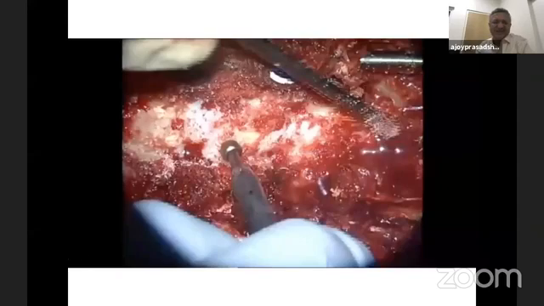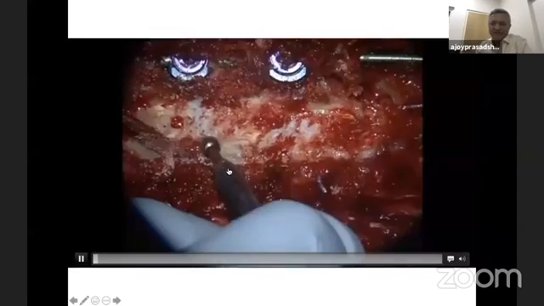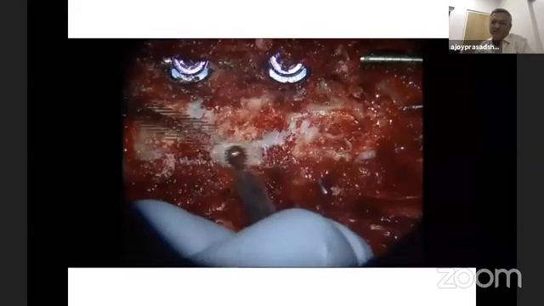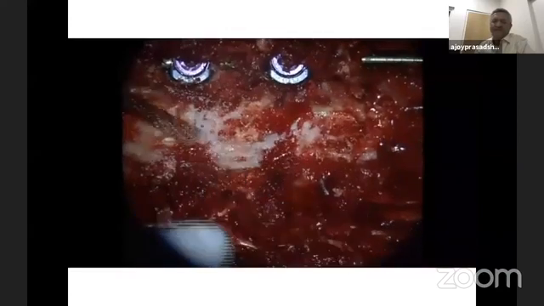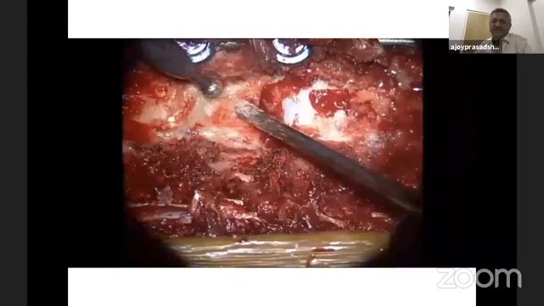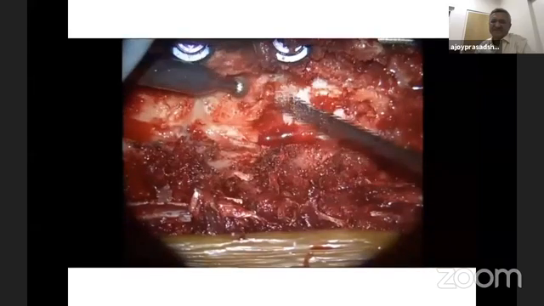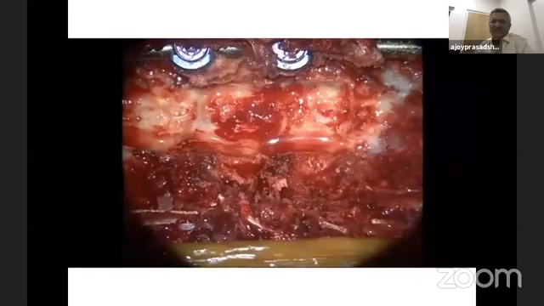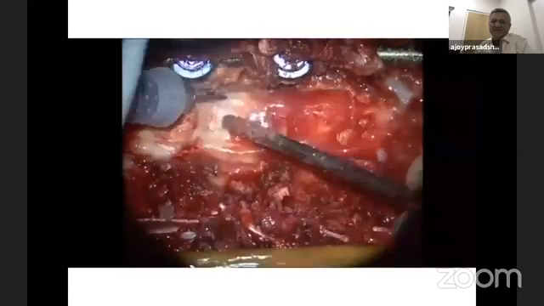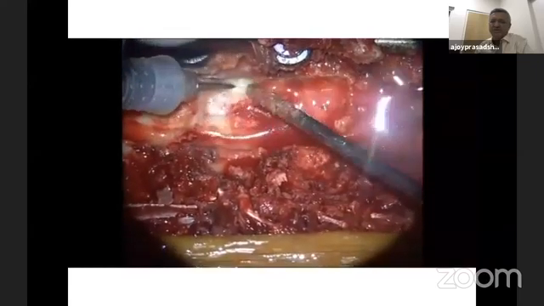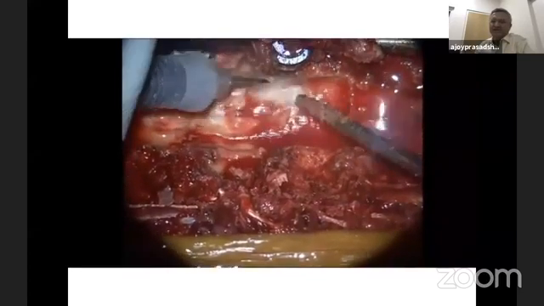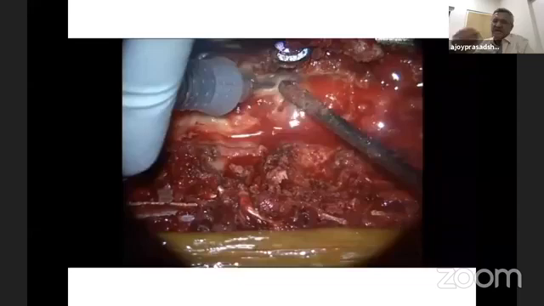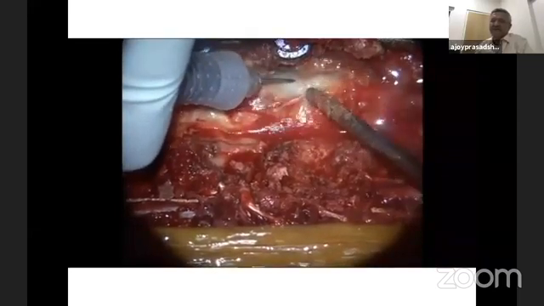This is another way of doing it, especially in OLF, which I do. I tend to use the burr initially to thin the cortex. As you can see, I am doing overall thinning on either side. And then I use the osteotome to do the final part of the cutting. I gently cut it so that the chances that you can separate the dura when it is adherent to the OLF are significantly better.